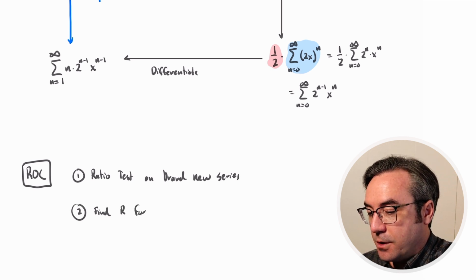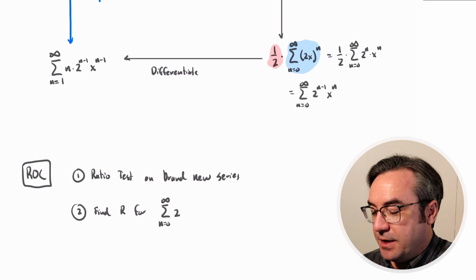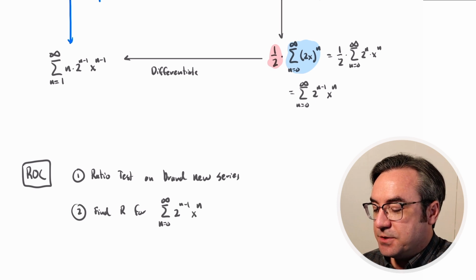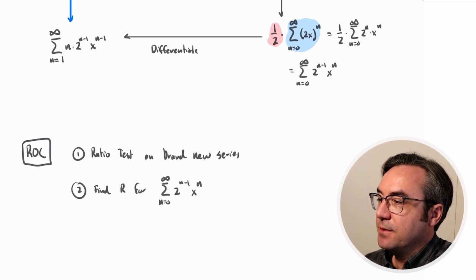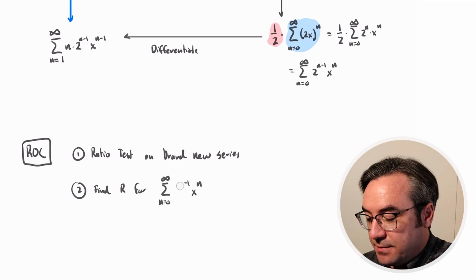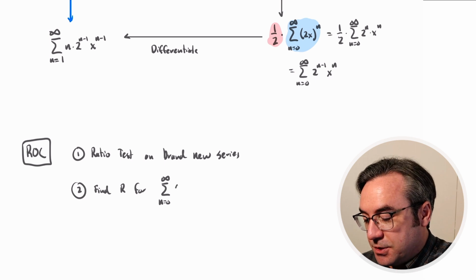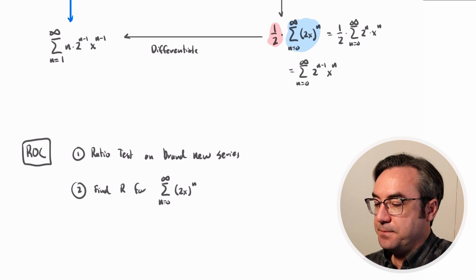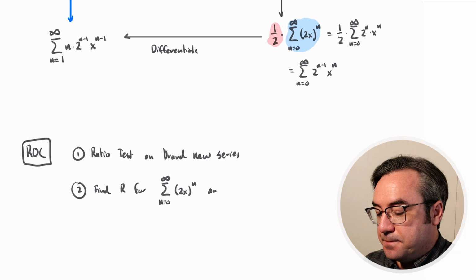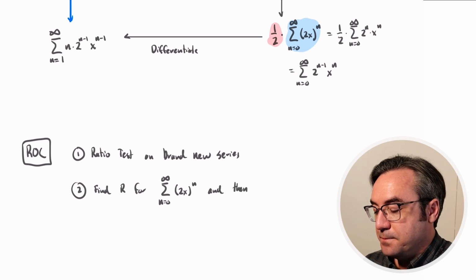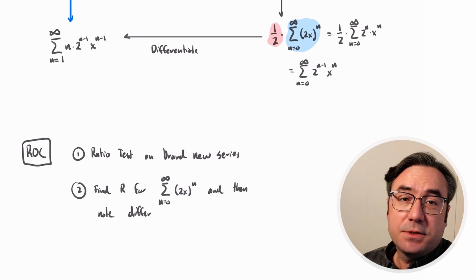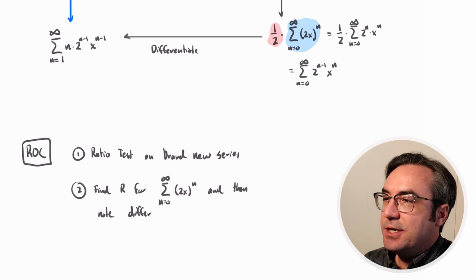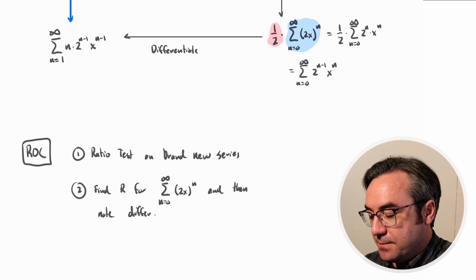r for the power series we started with, the sum from n equals 0 to infinity of 2 raised to the n minus 1 times x raised to the n. Or, actually, not even that one. Let's just do 2x raised to the n. This one we started with. And then note, differentiating and multiplying by a constant doesn't change the radius of convergence.